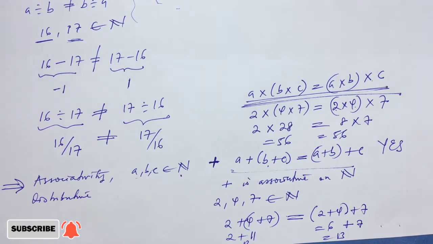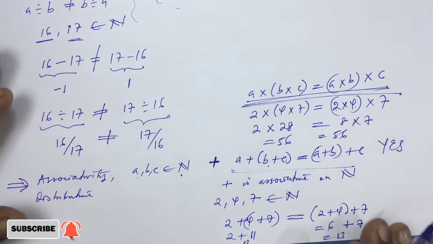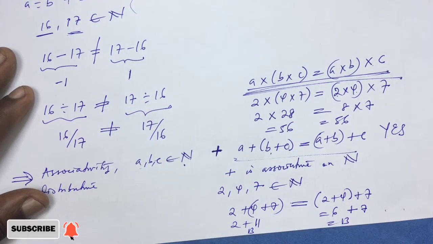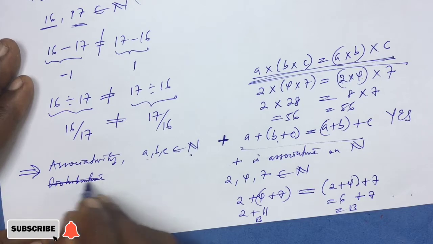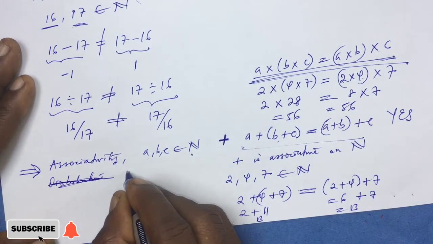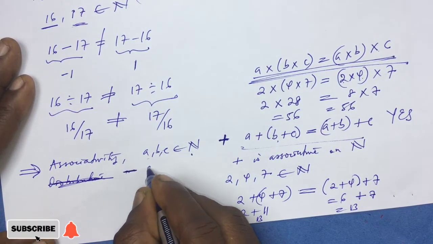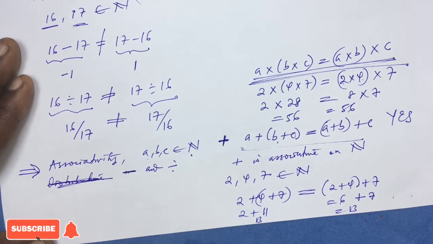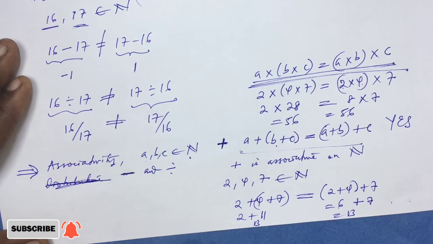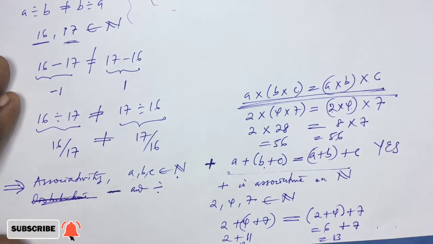So what have we established here? Another property to take note of is that multiplication and addition are associative on N. But I'm going to tell you for a fact that subtraction and division are not associative on N. So you take note of that. Subtraction and division are not associative on N.